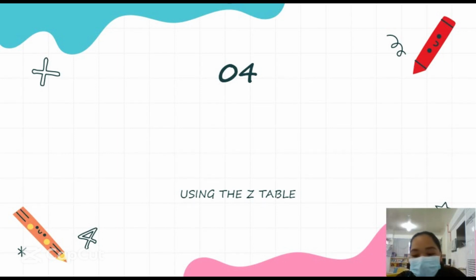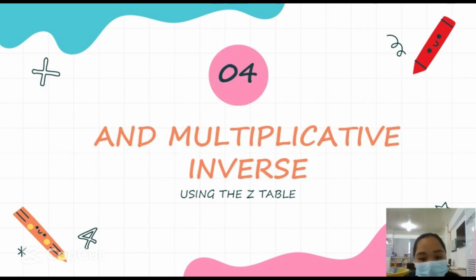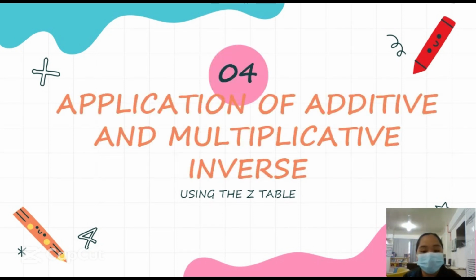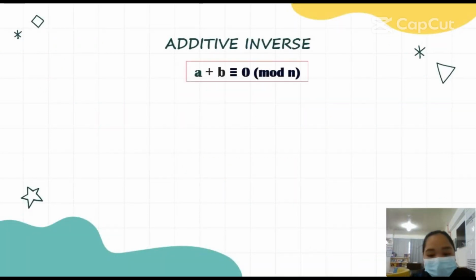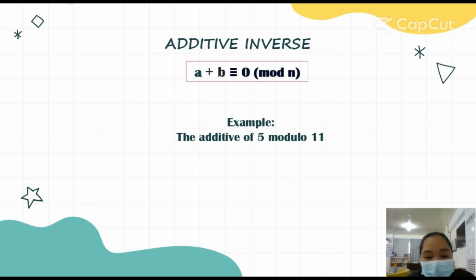Okay, so again, I am Clarissa Artolita. My topic is all about the application of additive and multiplicative inverse. I am assigned to explain the application of additive inverse. As we all know, additive inverse is A plus B is congruent to 0 mod n.